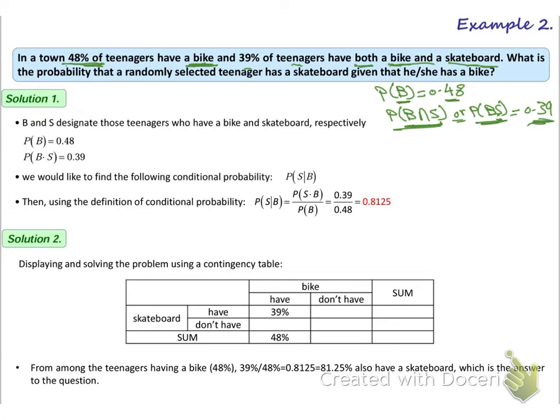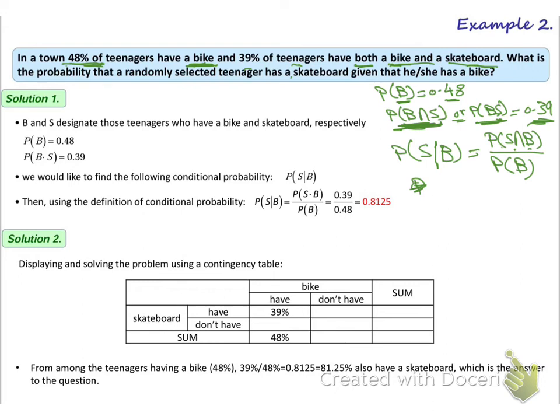What is the probability that a randomly selected teenager has a skateboard, given that he or she has a bike? So he wants the probability of skateboard given bike. Here I can say the probability of S given B equals the probability of S intersect B divided by the probability of B. Do I have the probability of S intersect B? Yes, I have the probability of S intersect B, or B intersect S. They are the same.